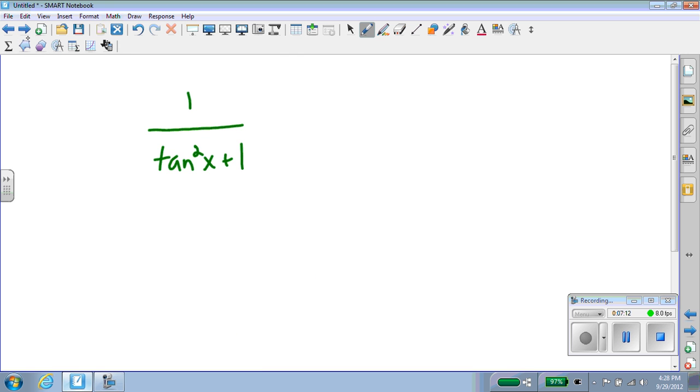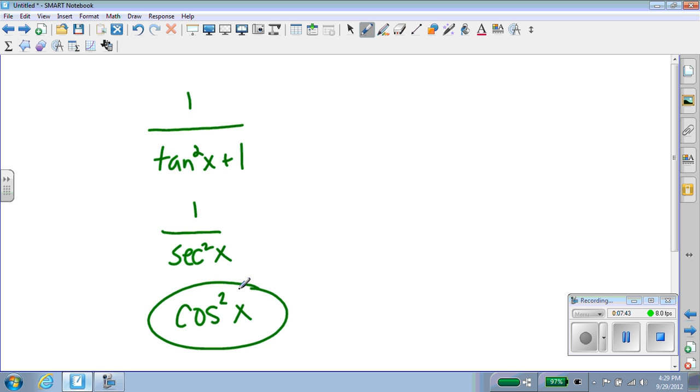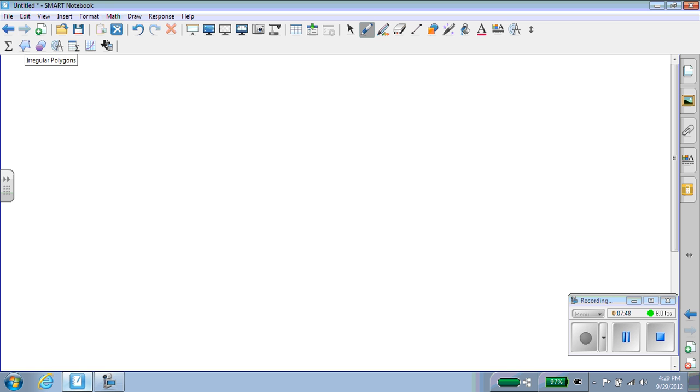So let's look at what we've got. We've got tangent squared x plus 1. Well, that's the same as 1 plus tangent squared x. So this is 1 over secant squared x. And I could stop there, or I could recognize 1 over secant squared x. Well, 1 over secant is cosine. So 1 over secant squared would be cosine squared. And that's where I would stop. Okay. One last one before I let you go.